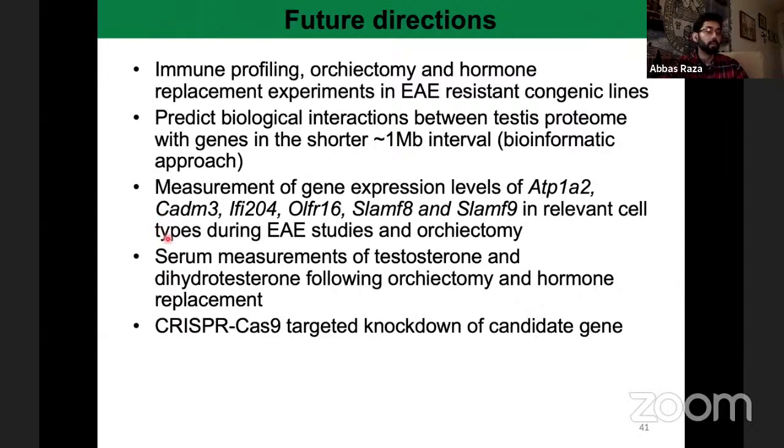So we're looking at a bunch of these cell types, especially the Treg population that I mentioned. And also validating with the CRISPR-Cas9 will be the ultimate goal. And that will be a confirmation that this gene is really the causal variant important in this disease.